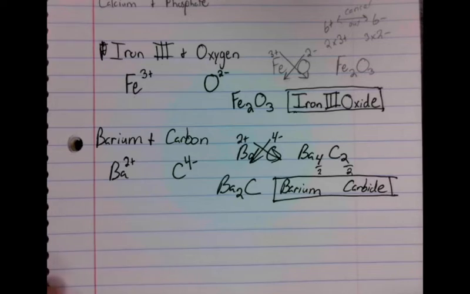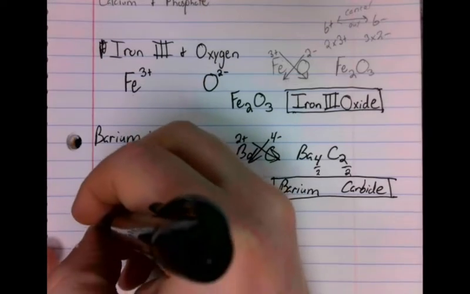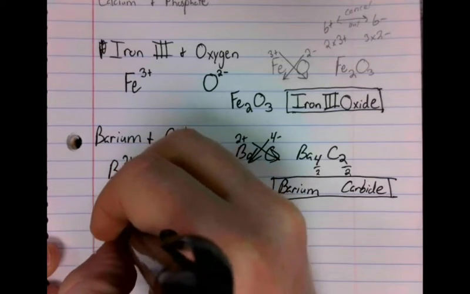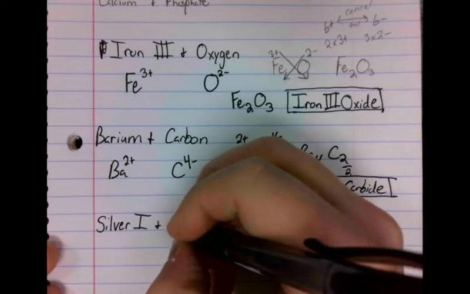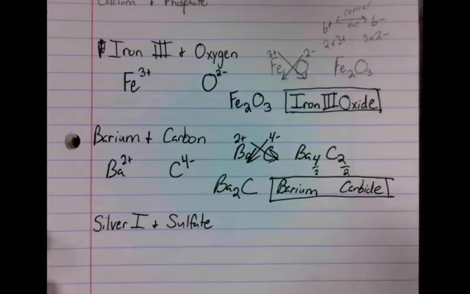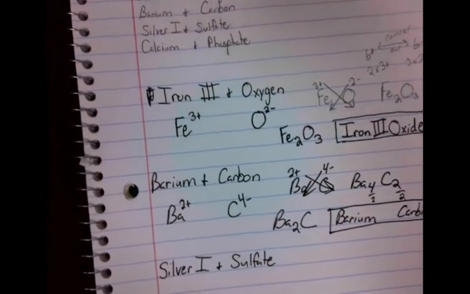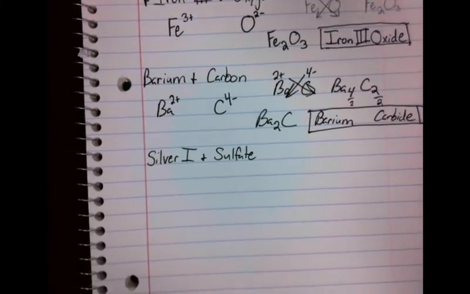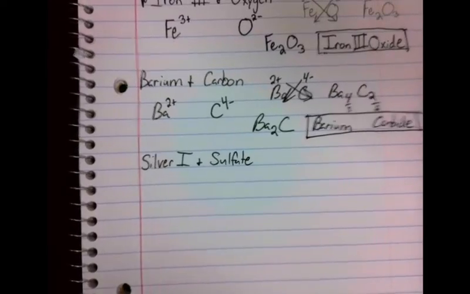Okay, these next examples get a little bit tougher. We've got silver 1 and sulfate. And the reason they get a little bit tougher, let me pull out my camera a little bit more.